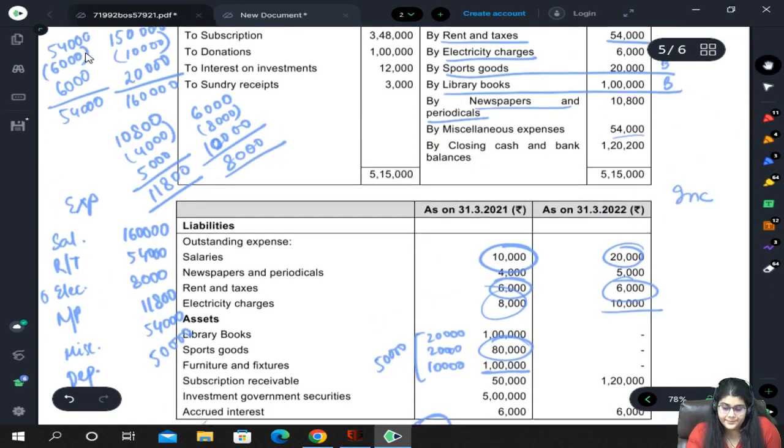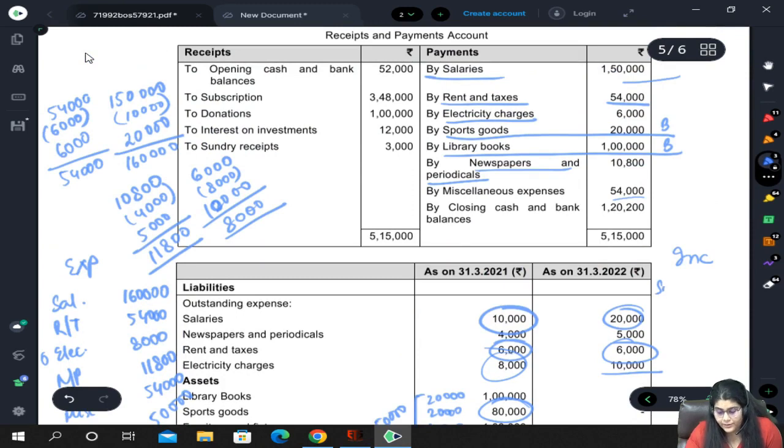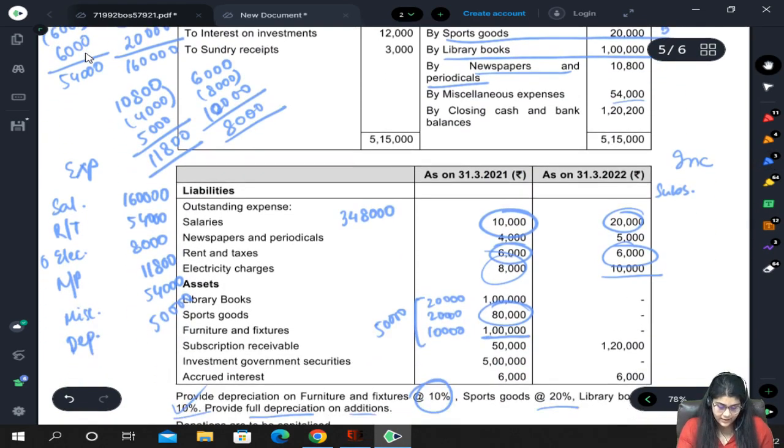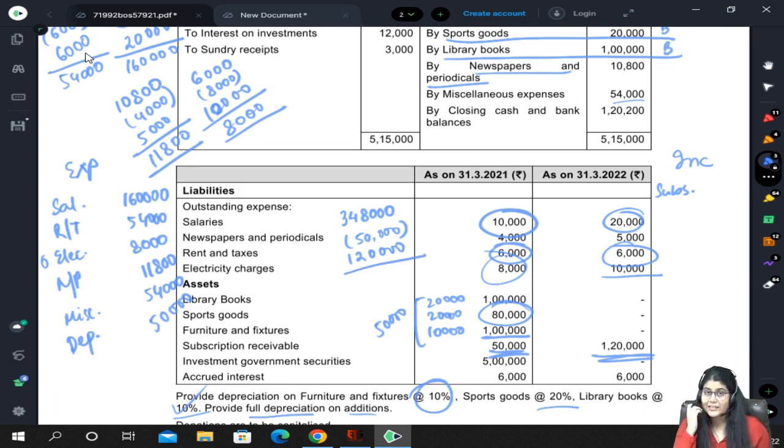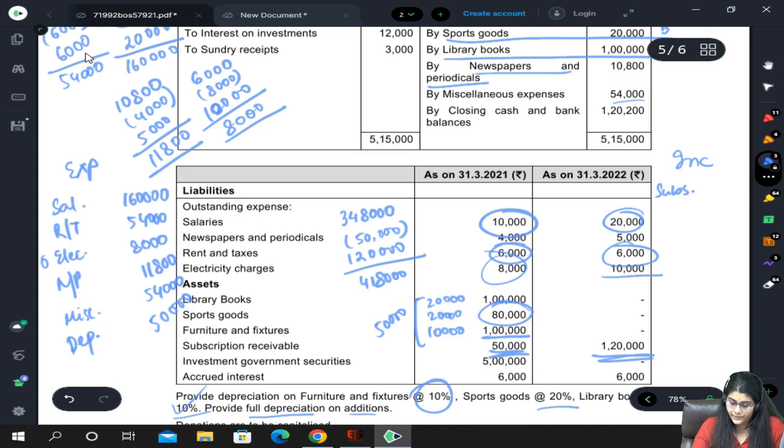Coming to the income side. For income, subscription. Now subscription received in this year is 3,48,000. For last year, we already had a receivable of 50,000. And for the current year, we have another 1,20,000 outstanding, which means that subscription in terms of accrual basis, we received 3,48,000 minus 50,000 plus 1,20,000, which gives us 4,18,000. So 4,18,000 on accrual basis.